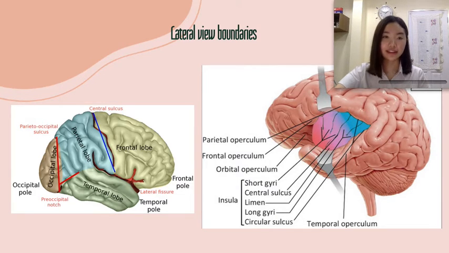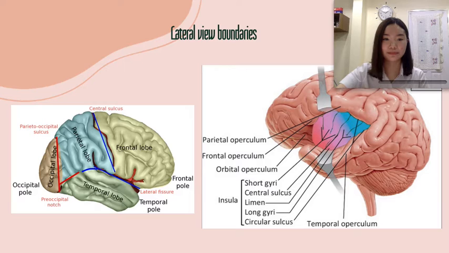This blue line is called the central sulcus, and it divides the parietal lobe from the frontal lobe. And this line right here is called the lateral fissure, and it divides the temporal lobe from the frontal lobe and parietal lobe. And for the temporal lobe, the second imaginary line is also considered to be one of the borders.